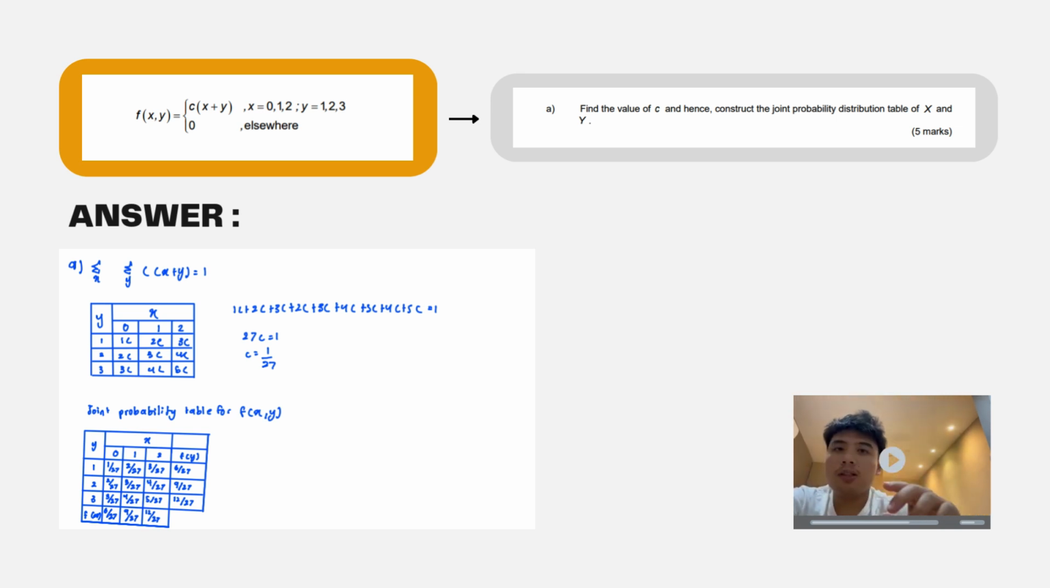Then we sum them, we get 27C equals 1. So C automatically equals 1 over 27. Then we substitute C with 1 over 27 into the equation C(x plus y). Then we substitute the values of x and y, and we get the values like in the table.